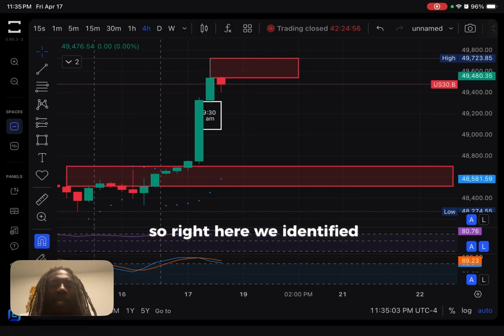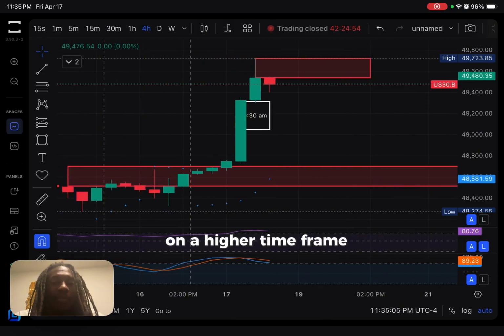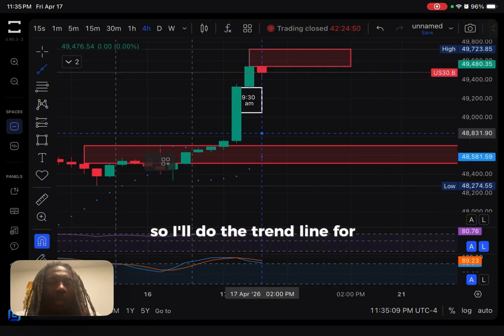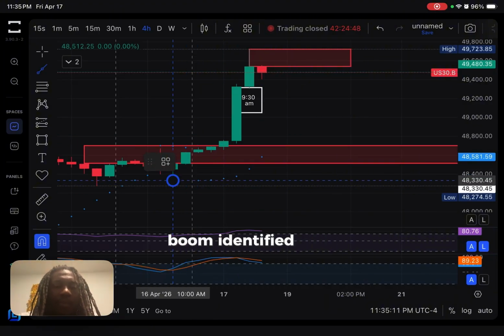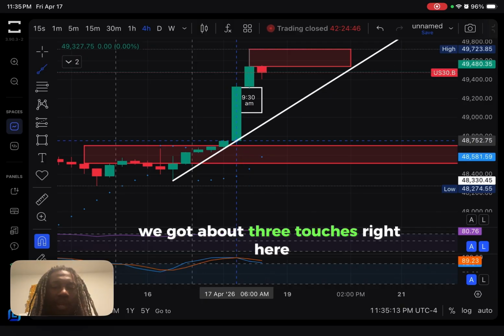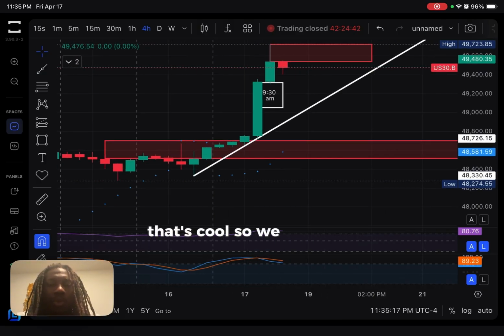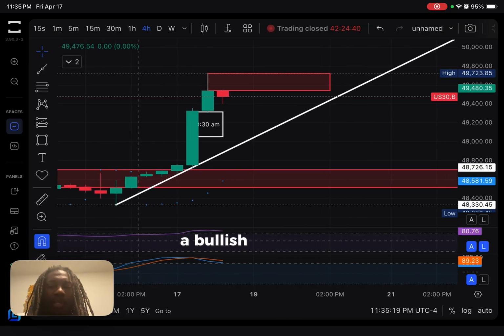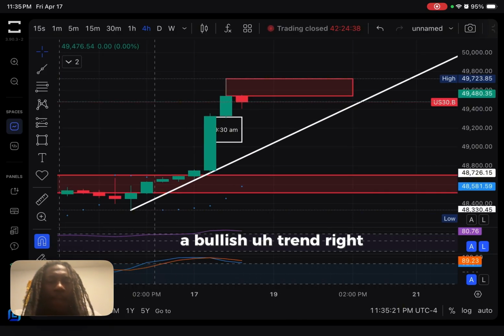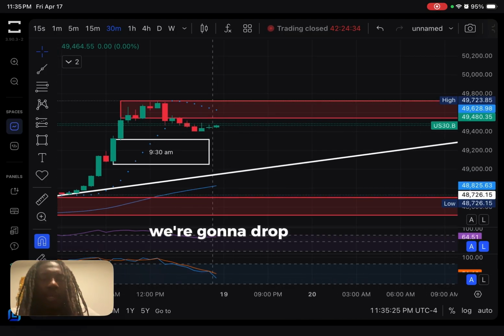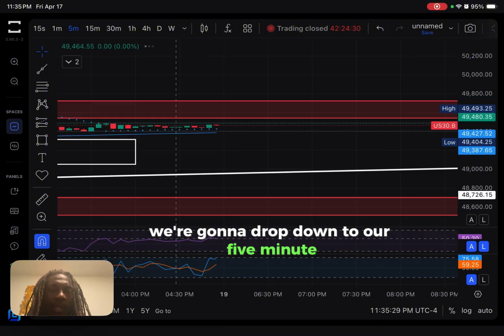So right here, we identified our support and resistance on a higher time frame. If you want to go extra, we could do the trend line. So I'll do the trend line for y'all right here. Boom. Identify trend line. We got about 3 touches right here. Boom, boom, boom. That's our trend line. 4 hour, that's cool. So we already know we've got a bullish trend, right? So we're gonna drop down to our 30, and then our 5-minute.